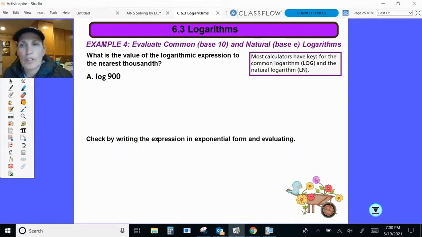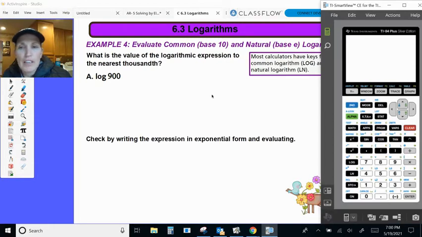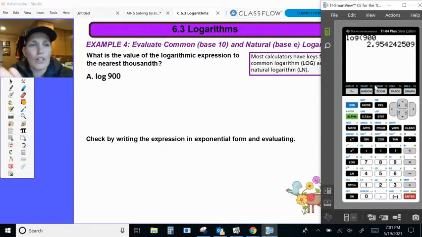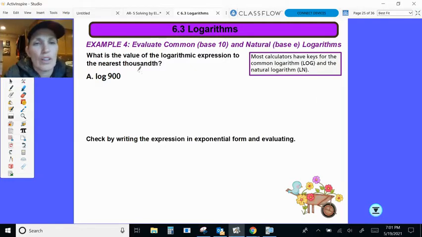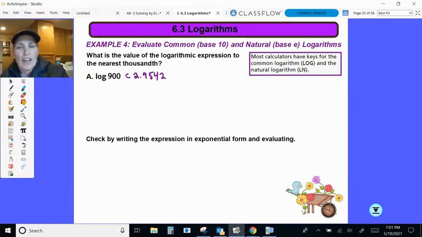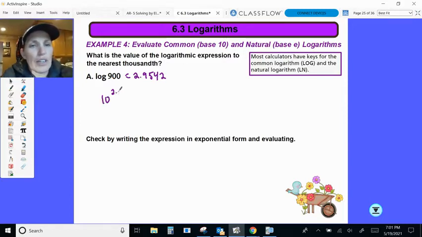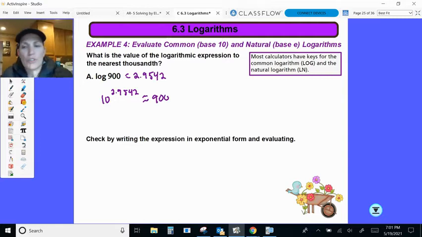So that might look familiar from one of those problems we had on last Excel. So what is the value of the logarithm expression to the nearest thousandth? Well, most calculators have keys for the common logarithm and for the natural logarithm. And so we can just plug in here and say, what is the log of 900? And we're going to round this to the nearest thousandth. So it's 2.9542. Okay. And then you can check the logarithmic expression by saying, well, 10 to the 2.9542 power should be approximately equal to 900. And so you can always double check that, right?